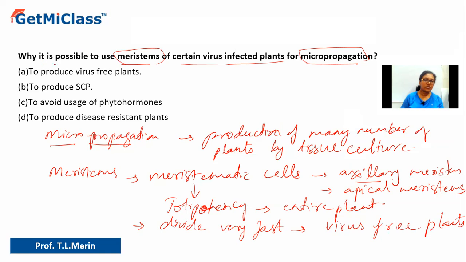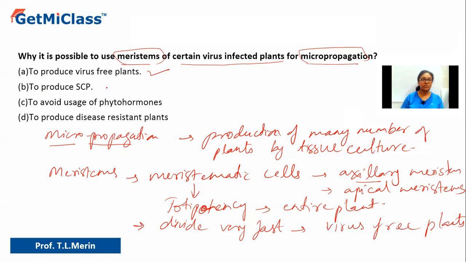Now let us understand the question. It says, why is it possible to use meristems of certain virus-infected plants for micropropagation? Now you understood, even if the meristem is infected by virus, when you culture it, the cell division will be so fast that it will not allow the virus to multiply. That's how you get virus-free cells. These virus-free cells will be cultured again to give rise to callus, and that will give rise to many plants, and that's how you get virus-free plants. So option A says to produce virus-free plants. Yes, that is the absolute reason why the meristems are used, even if the plants have been infected by virus.